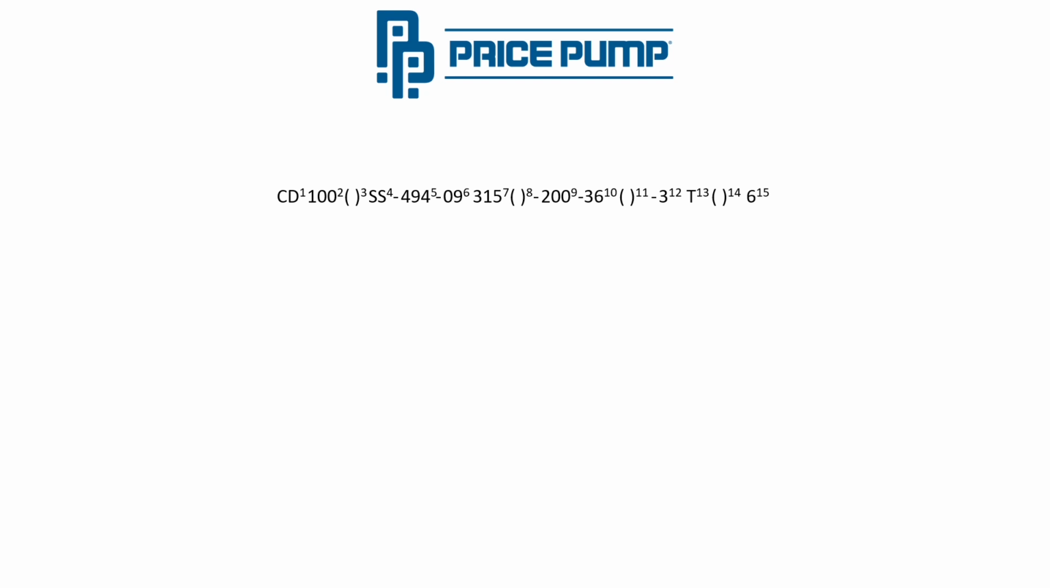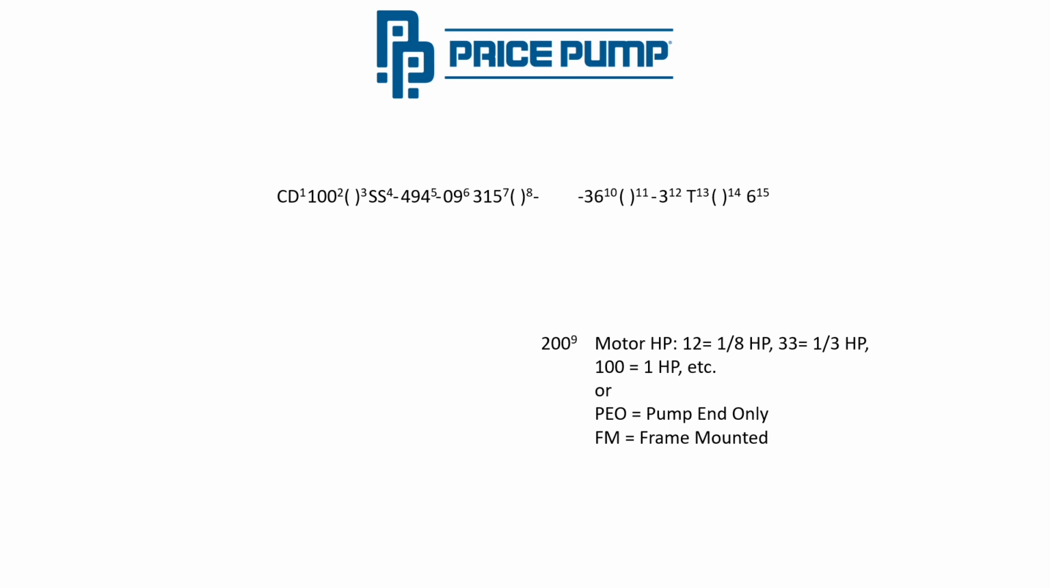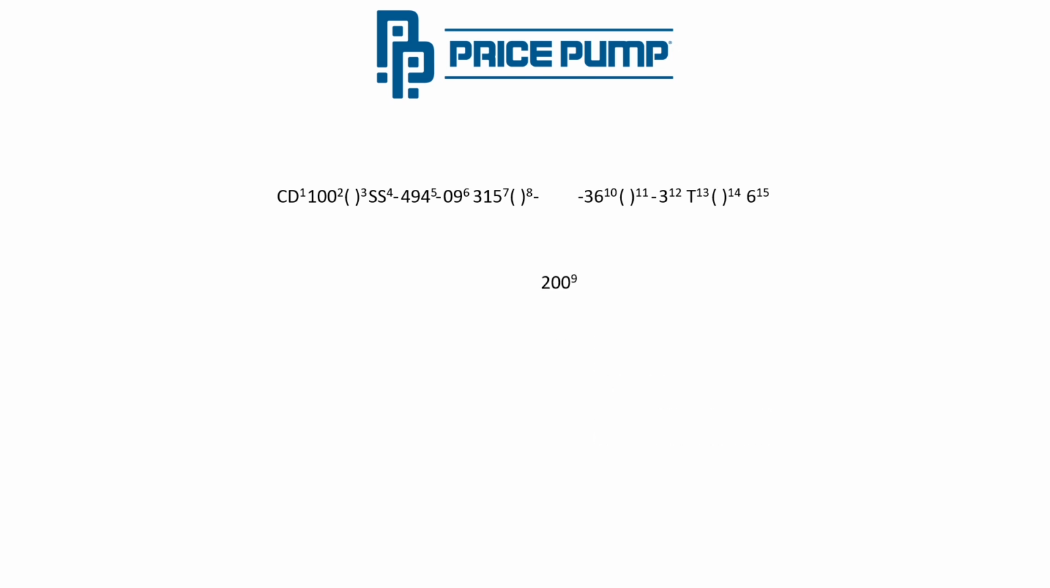Starting with identifier 9, this indicates motor horsepower. In this case, 200 would be a 2-horsepower motor. If this number was 1000, that would be a 10-horsepower motor. Moving to identifier number 10, 36 indicates a 3600 RPM motor.